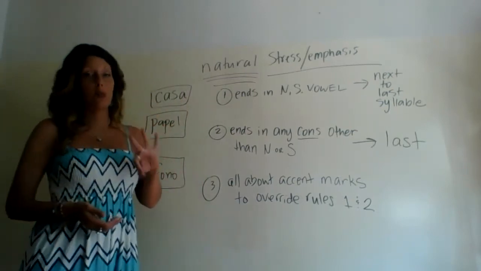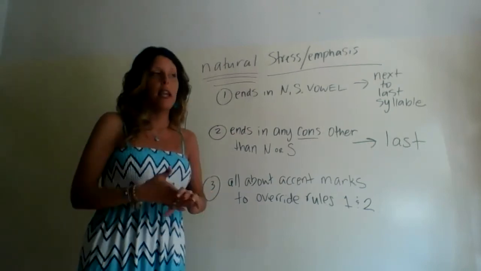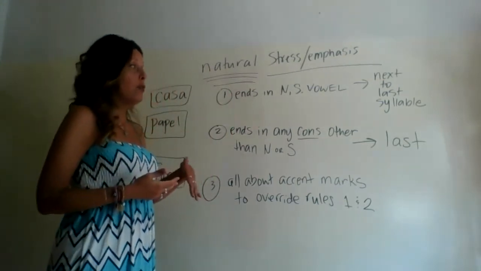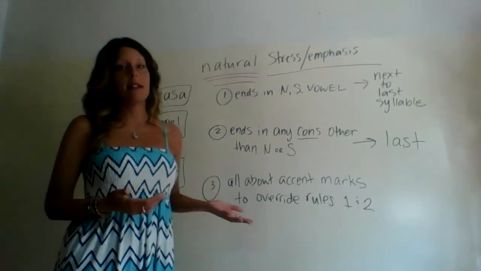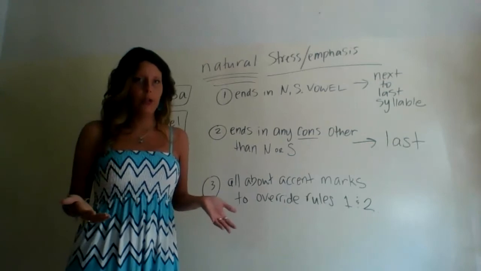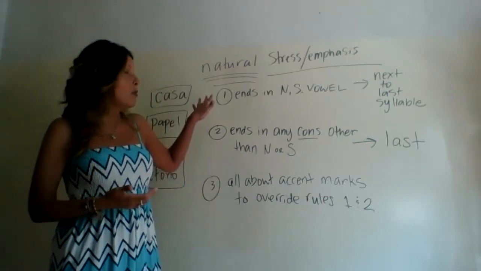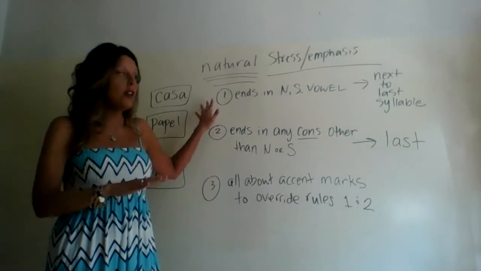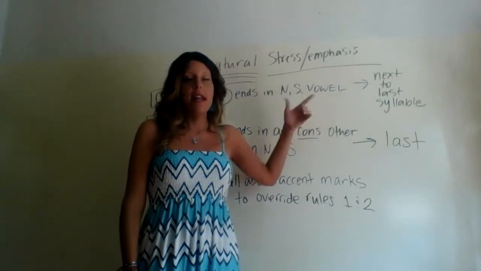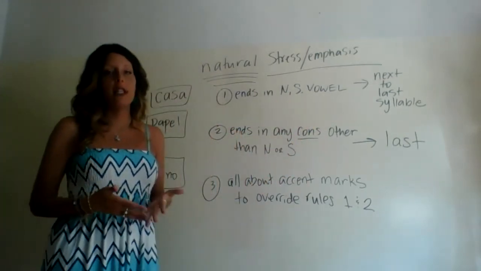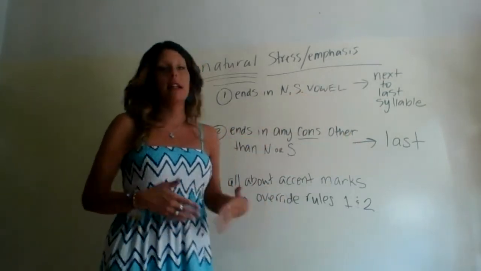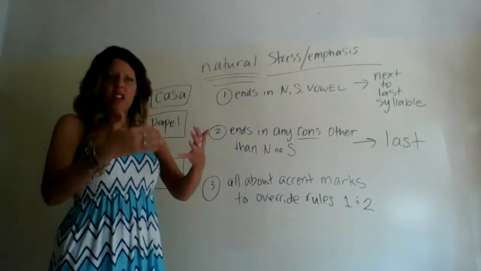So the three basic rules to always keep in mind, and I will provide a document to you on your course's Canvas site, are the following three rules. They're really easy. I'm just going to give you one example of each, and then we'll put them into practice in other things that we will do throughout this course. So rule number 1 says, if a word ends in an N, an S, or a vowel, the natural stress or the natural emphasis on that word, when there is no written accent mark, is going to fall on the next to last syllable, or the second to last syllable, right?